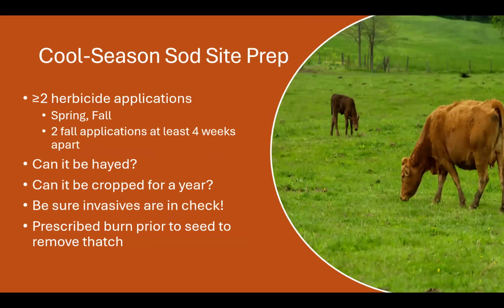Cool season site prep is generally going to need at least two herbicide applications. Ideally, you can mow in the spring and allow regrowth to about 8 to 10 or 12 inches, apply broad spectrum herbicides such as glyphosate on that, and then follow up again in the fall. If you're only, for whatever reason, available to spray in the fall, make sure your two fall sprayings have at least 4 weeks in between applications.